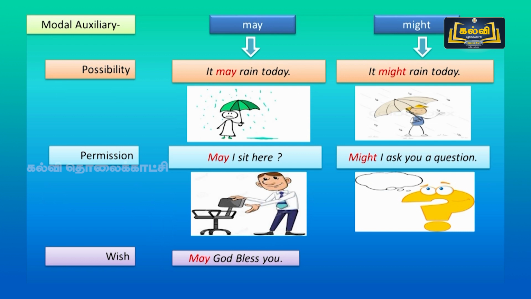Now look at the next picture. There's a man with a chair. May I sit here? It shows the permission. And look at the next one. Might I ask you a question? Normally, we don't construct a sentence like this in the written form. Here, this structure is used in a more formal way. Might I ask you a question?